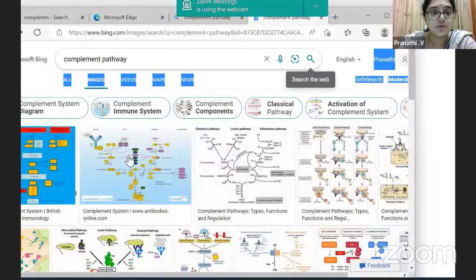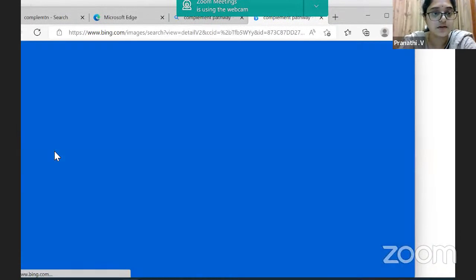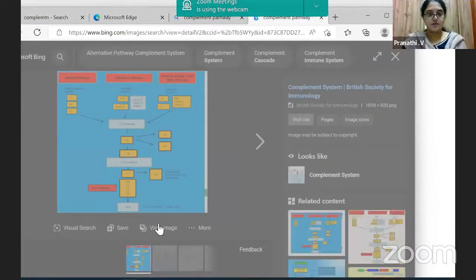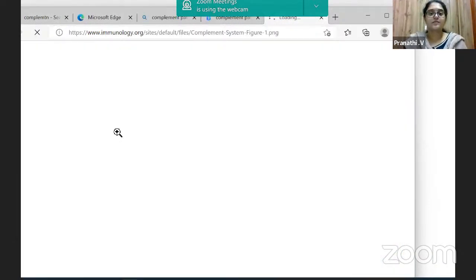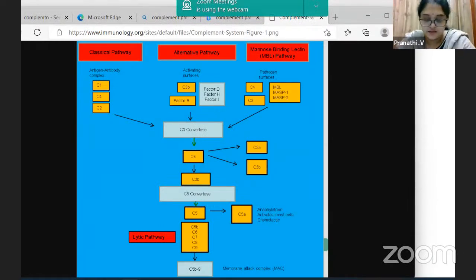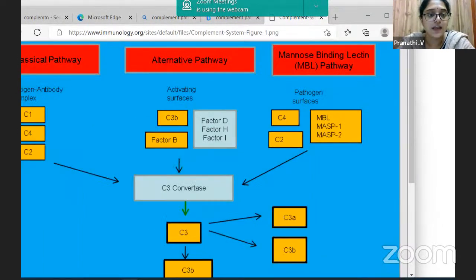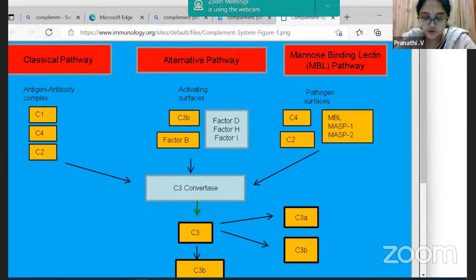So when it comes to the complements, just follow this particular image. This is the pathway. The b and a represent the fragments, larger and smaller respectively. For example, cleavage of C3 produces a small protein, C3a, and the remaining larger fragment, C3b. And by convention, the larger fragment of the other factors is also designated as b.